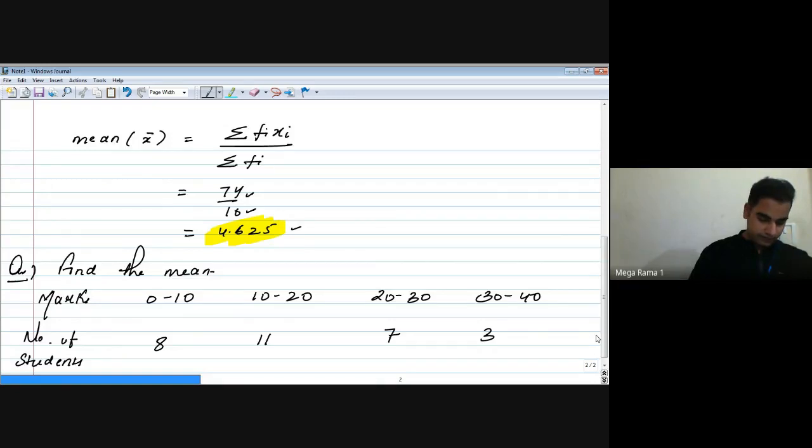485. Right? So if you are getting 485 and you divide it by 29, you will get the same value. Okay? Yes.